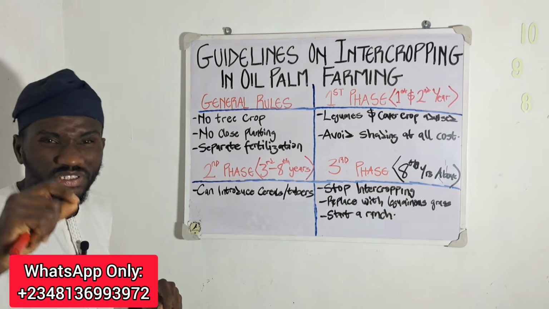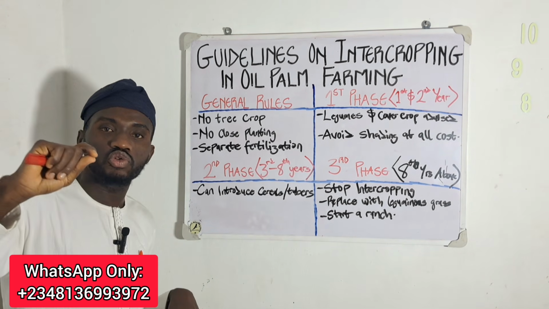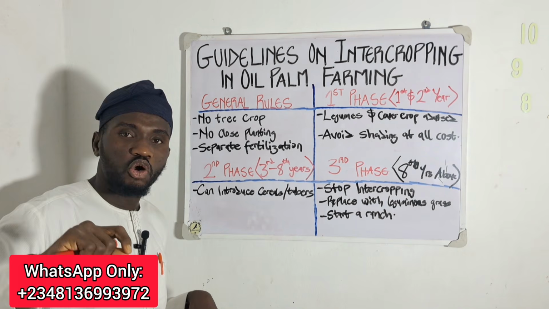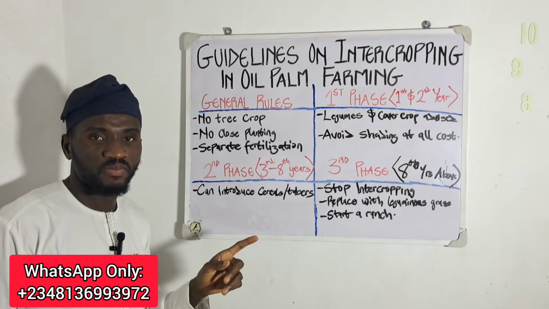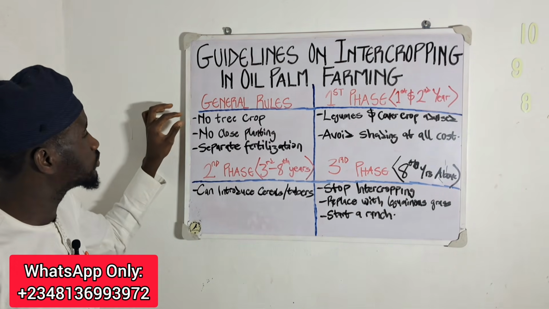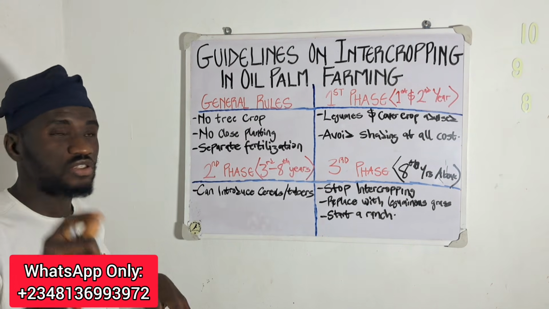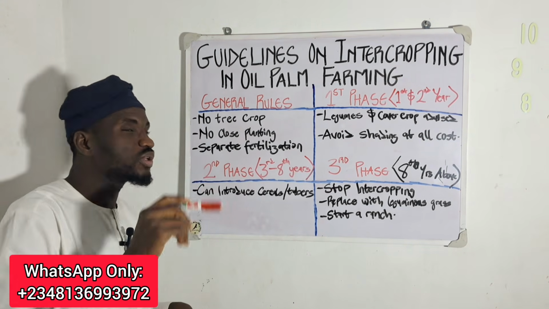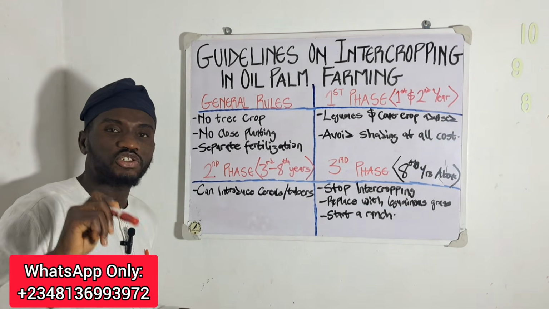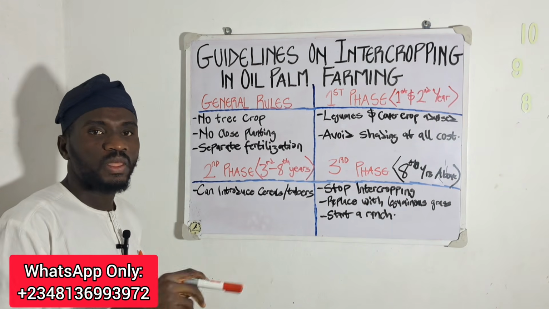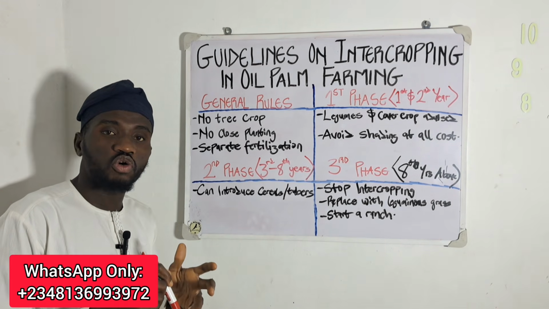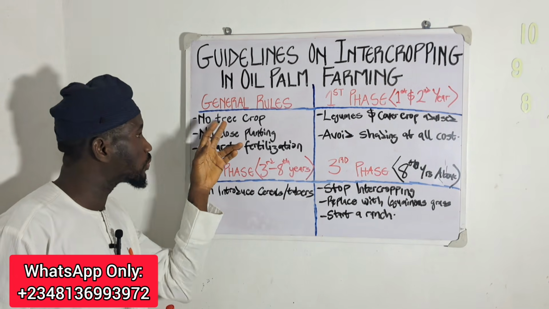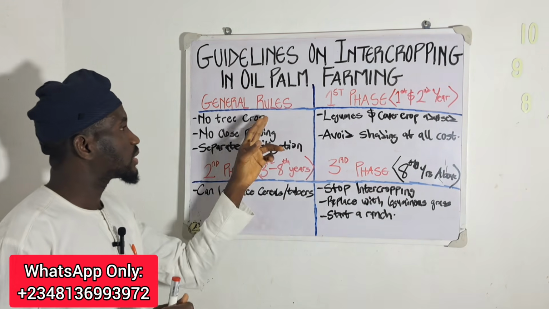You will not be able to drive through your farm. You will not be able to drive your pickup or your tipper to pick bunches, and it will create a whole lot of obstruction for yourself. And if care is not taken, this will lead to a very, very disastrous competition between your oil palm, which is your focus crop, and the crop you are planting. So that is number one.